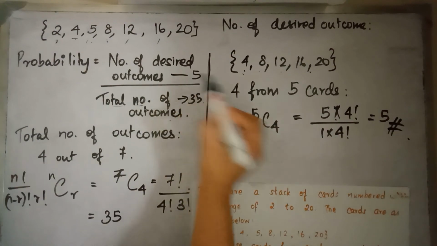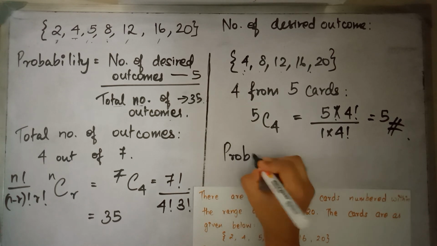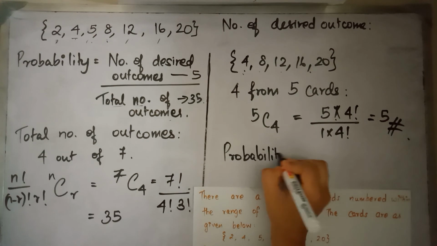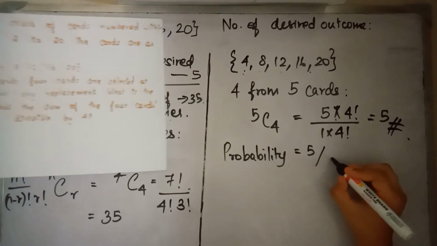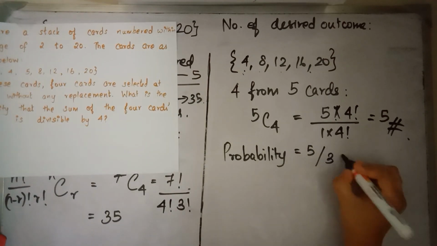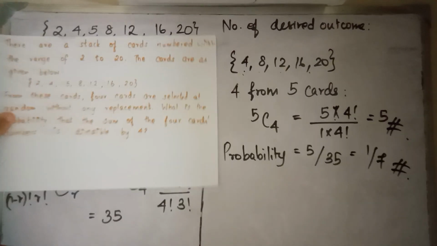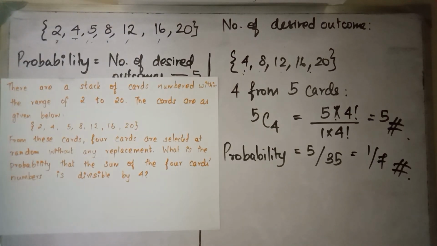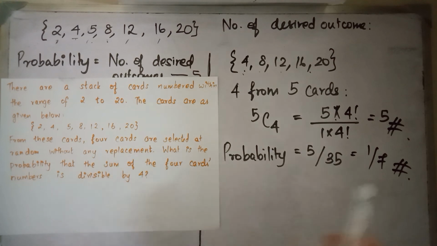The number of desired outcomes is 5. So the probability will be 5 divided by 35, and this gives us 1 by 7. So the probability of getting 4 cards whose sum is divisible by 4 is 1 by 7.